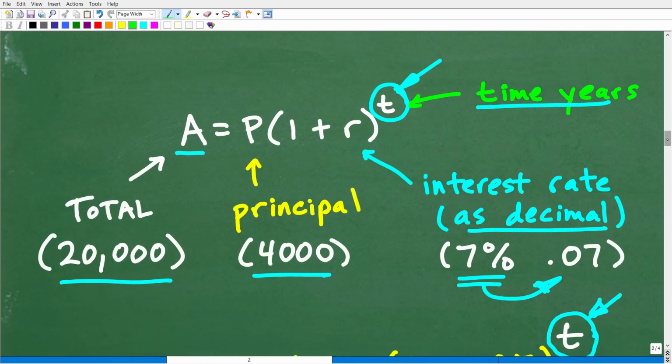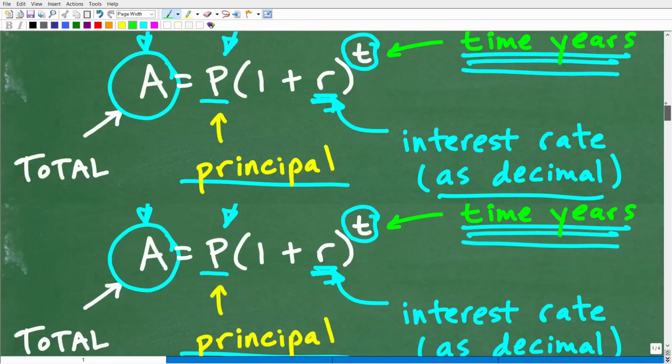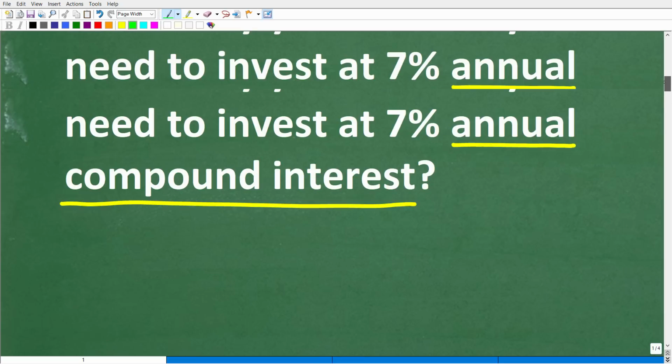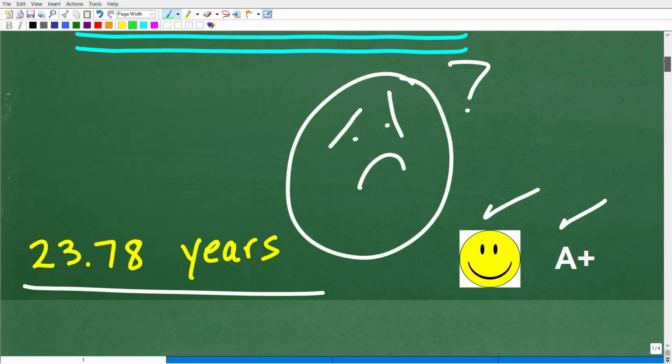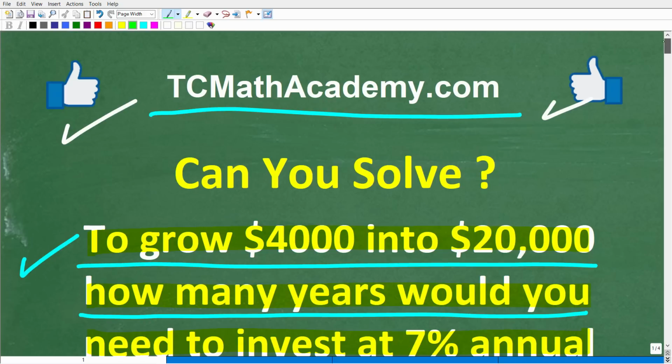So hopefully this was a nice review of simple compound interest. Now, again, there are all different sorts of compound interest problems that you can solve, like continuous compound interest or daily compound interest. But I think a good starting point is to get really good with these annual compound interest problems and then kind of go from there.